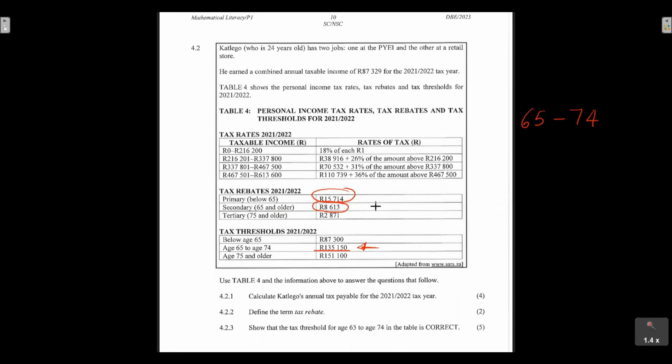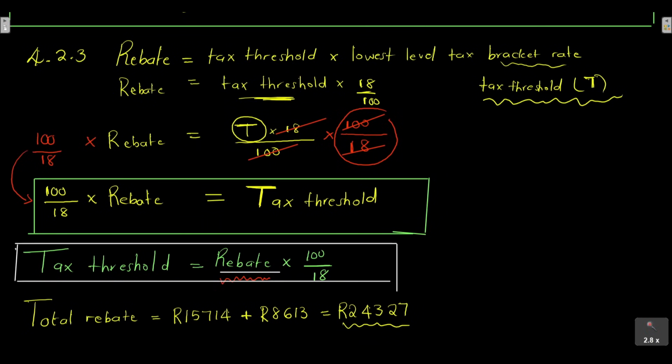Let's say, for example, they gave us a tax threshold value for people that are 75 and older. That means that for the rebate value, we would substitute the primary rebate, secondary rebate, and tertiary rebate. Because if you are 75 years or older, then you qualify for the primary, secondary, and tertiary rebate. So I hope I didn't lose anyone here.